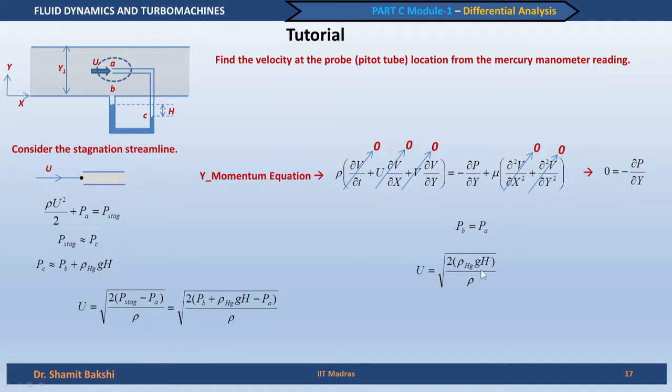So, what you measure in this condition is basically the height of the mercury in the manometer. You know the density of mercury, acceleration due to gravity, and rho is the density of the fluid which is flowing through this channel. All these are known to you, you can get the velocity. So, this demonstrates two things: one is the application of the Bernoulli's equation, and secondly a probe which can be used to measure velocity in a flow. This is called a pitot tube.